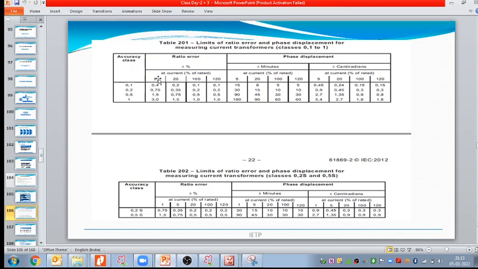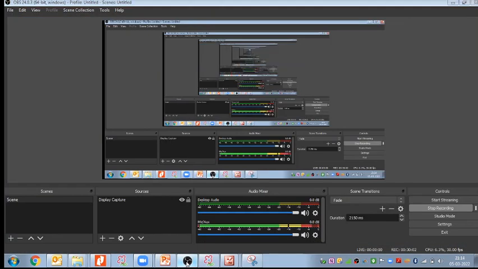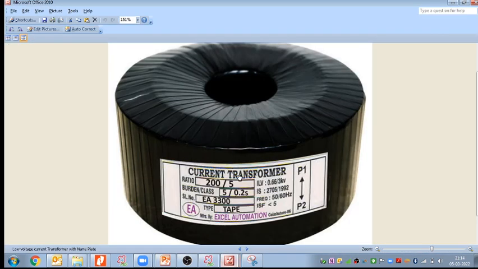At current percentage of the rated. Please try to understand, 5% of rated current. This 5 means 5% of the rated current. What does 5% of the rated current mean? It means my CT is 200 by 5, sorry, 200 by 5. 5% current is flowing. It means how much? Only 10 ampere current is flowing, right? Am I correct?